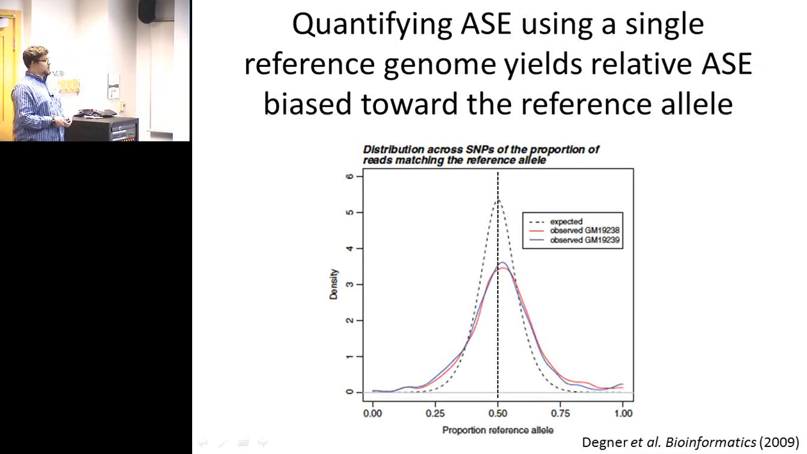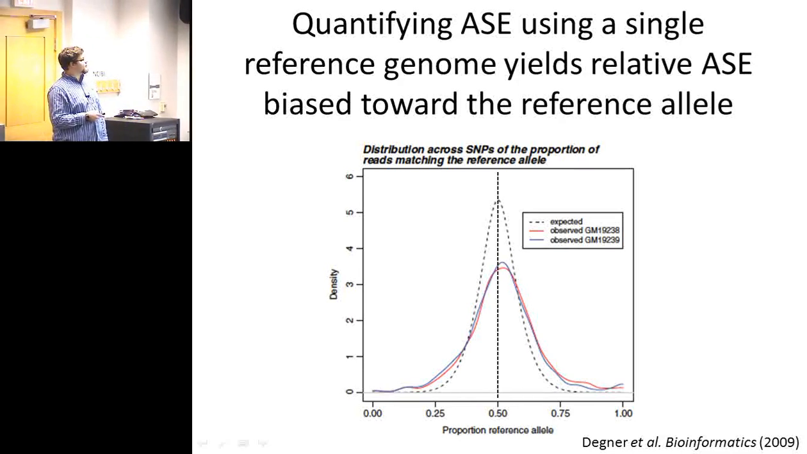So here they're showing for a panel of SNPs between two individuals, shown here in red and blue, the proportion of the reads matching the allele represented by the reference genome. In addition to a deviation from this expected distribution, shown here in the black dashed line, they saw an increase in variation of this distribution, as well as a slight shift in favor of calling a proportion of the reference allele greater than 0.5.